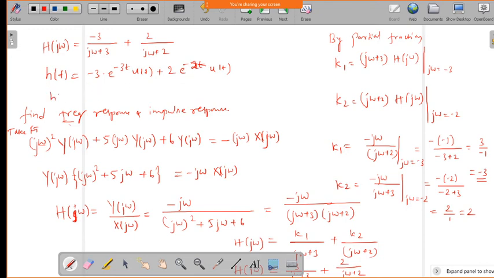So this gives h of t as 2 into e power minus 2t minus 3 into e power minus 3t into u of t. So this is your impulse response. Okay. Now in a similar way we can do it for a difference equation also.